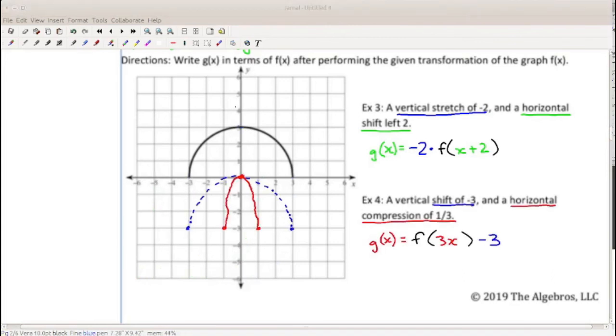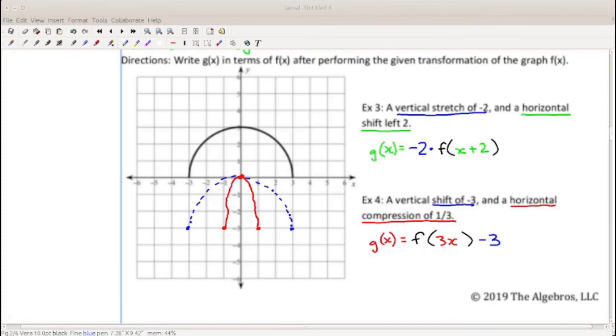All right, so this is more or less what we end up with. Vertical shift of -3 moved everything down 3, and it's this -3 outside the function. And a horizontal compression of 1/3 means take all your x values and multiply them by 1/3. So 3 times a third is 1, -3 times a third, -1, 0 times a third, still 0. And that compresses everything in towards the y-axis. And again, it is inside, and it's the opposite of 1/3. Flip it over would be 3.